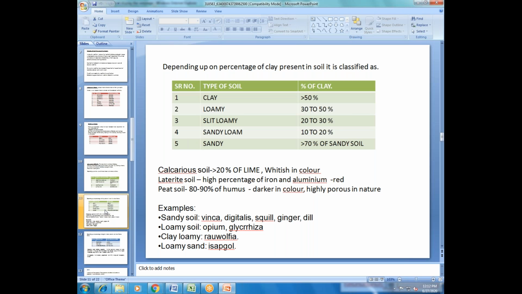Laterite soil has a high percentage of iron and aluminium, so it is red in color. Aluminium and iron, red. Peat soil is 80 to 90% humus. I've explained what humus is. The organic matter is buried under the first layer of the soil. You know how to make manure, they'll tell. So leave it for some days, it will become a good manure. That is called humus.